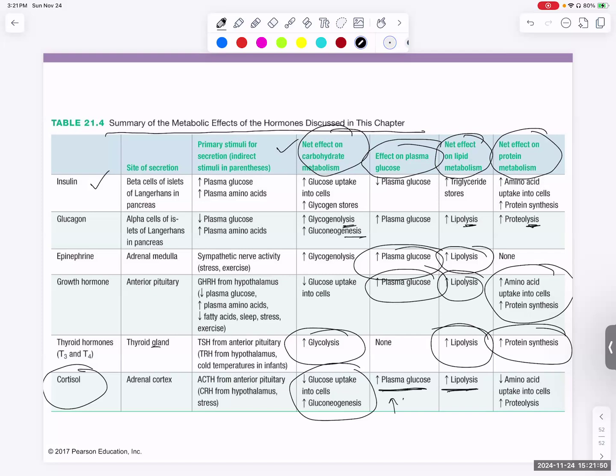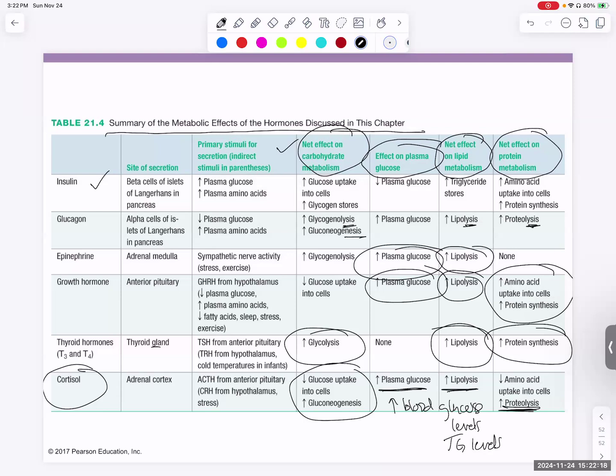So increase in blood glucose levels, whether you need it or not, and triglyceride levels. It also breaks down proteins. So not a great thing to have a bunch of cortisol streaming through your body all the time. Also another reason why it's good to eat before you work out, because cortisol does get released if you don't have enough fuel on board when you start working out.